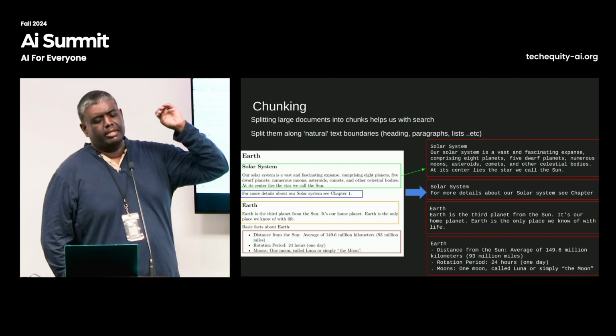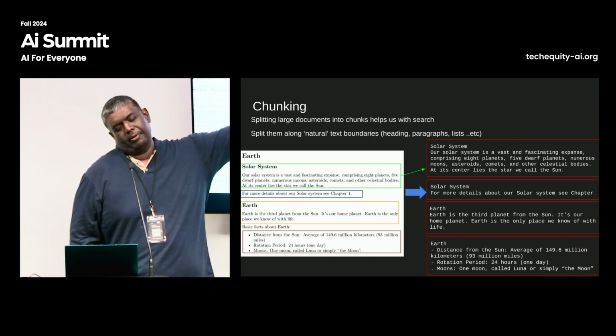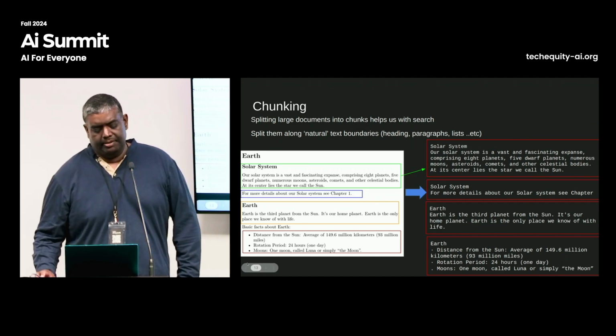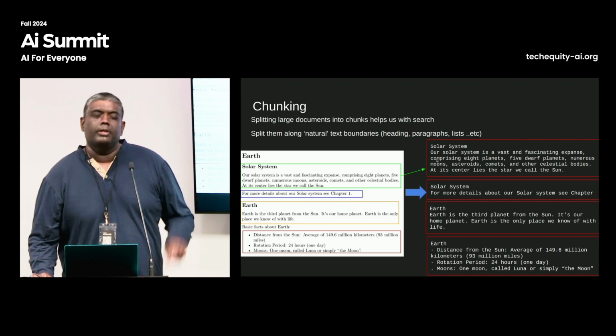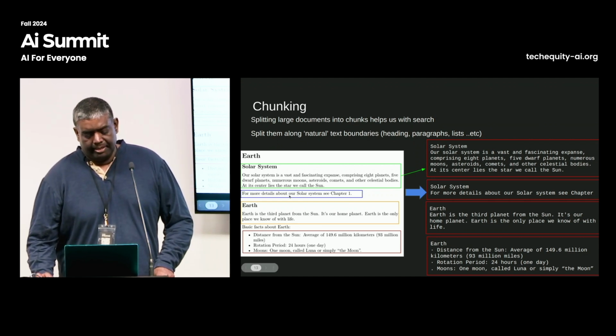It basically looks at what we call natural text boundaries. So you can sort of see here, and I highlighted here, it keeps the solar system paragraph intact. Right here, that's one chunk. Also, the next paragraph is another chunk.